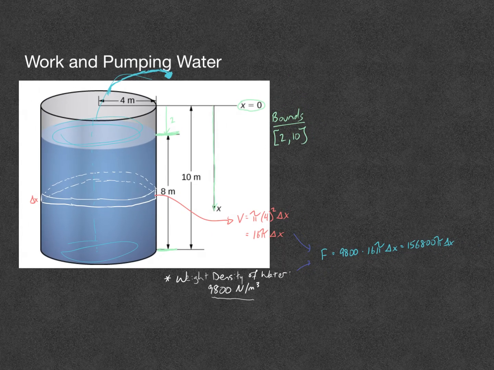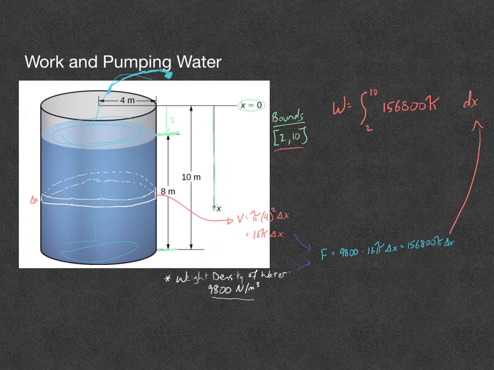So where we now want to write our work equation, our work integral, work is equal to the integral, our bounds we discussed a while ago are from 2 to 10, and then our force function gets substituted into the integral, 156,800 times pi. The delta X, when I plug it into my integral, is the dx.